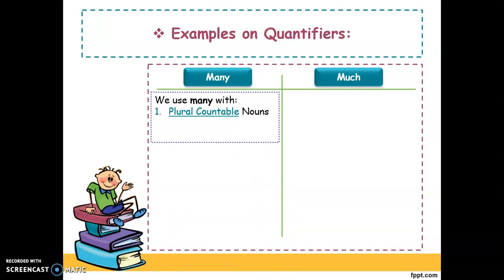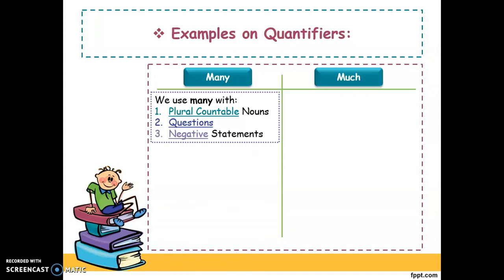Now, we use many with plural countable nouns. See, nouns that are countable and are in the plural form, so not just one thing. We are counting more than one thing, like apples, like bananas, like children, like cookies. And also, when we are forming questions, we're asking about a plural countable noun, so we use the quantifier many.